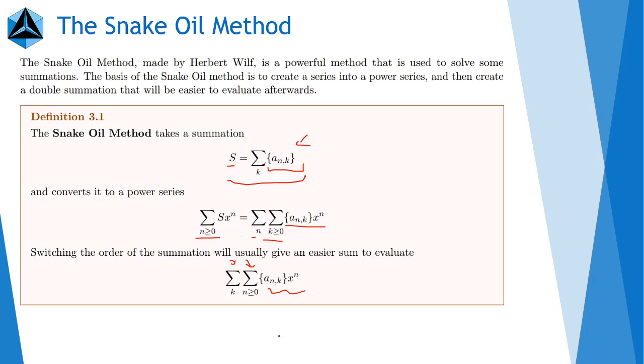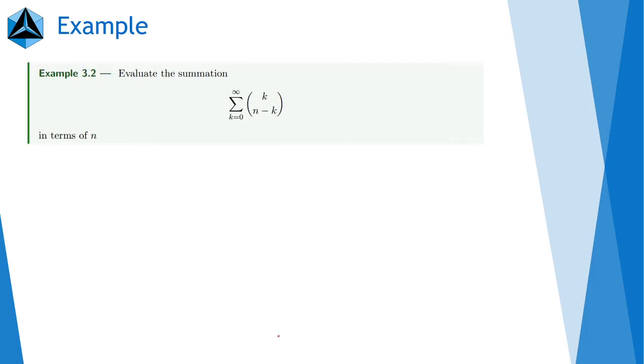So this is best shown with an example. I know this is a bit vague, but this is the basic structure of the snake oil method. Let's look at an example. Evaluate the summation from k equals 0 to infinity of k choose n minus k in terms of n.